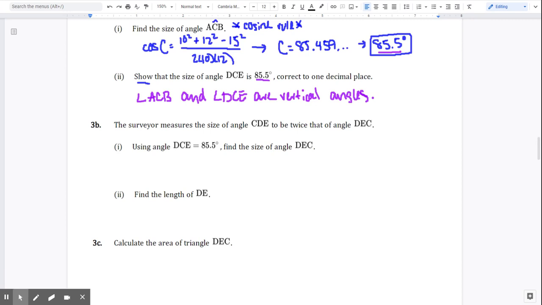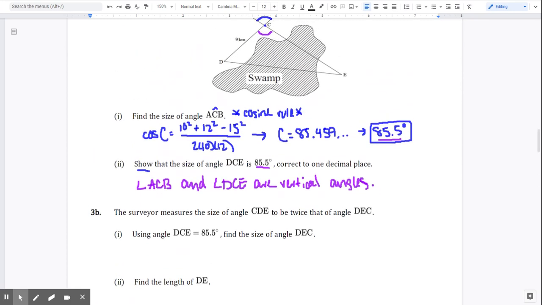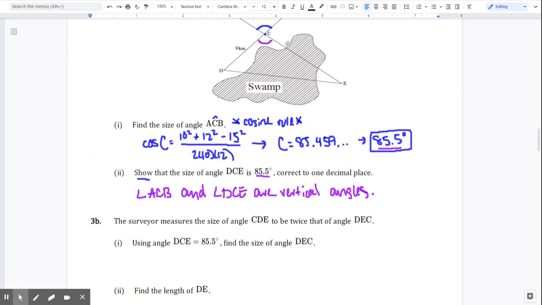Part B, the surveyor measures angle CDE to be twice that of DCE. So both of which are focusing on this bottom triangle. So angle CDE, this one, is measured to be twice that of DEC, of this triangle. So that means whatever this is, twice of that, or 2 times that. So I'm going to use angle E to be just X, which means that angle D would be 2X, twice of that angle.